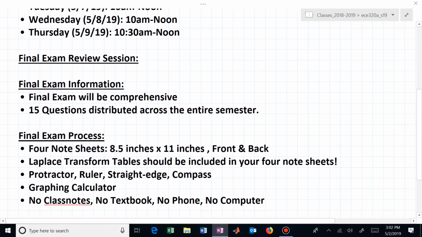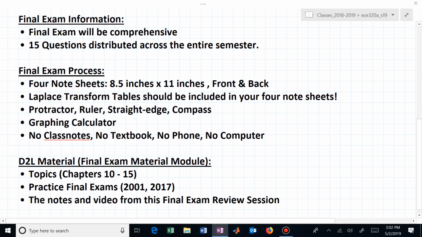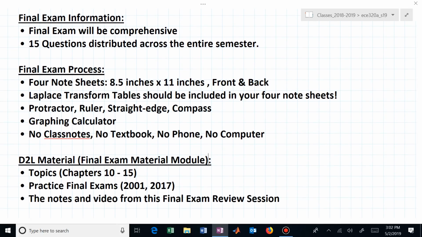What I want to do now is just go through the following. Here's the information about the final. It's comprehensive. There will be 15 questions, and they will be uniformly distributed throughout the content of the class. They won't be emphasizing material that was after exam number 3, although there will be material on the final that was covered in the class beyond exam number 3.